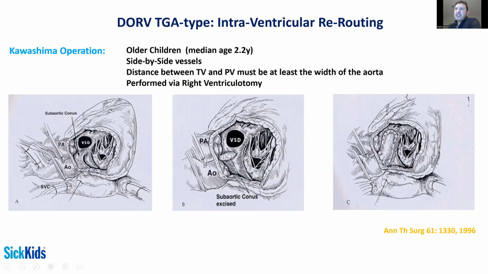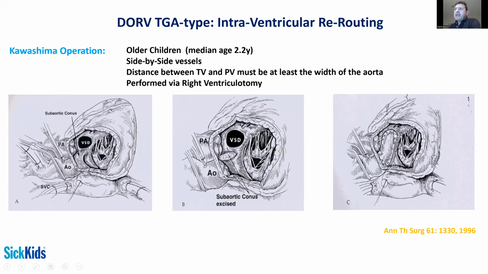And the key feature for a Kawashima to be possible is that the distance here between the pulmonary valve and the tricuspid valve has to be at least the diameter of the aorta for that predicted size child, otherwise the pathway is going to be too small. So you have to have enough room here, enough diameter for your baffle to be able to go through. And here's the baffle shown here, all the way through from the VSD across to the aorta.